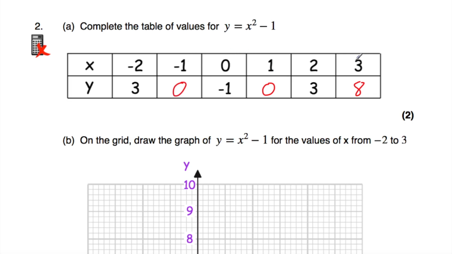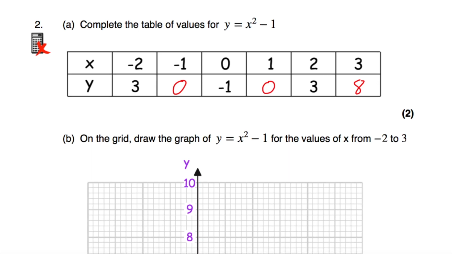As you can see here, we've got 3, 8; 2, 3; 1, 0; 0, -1; -1, 0; and -2, 3. The point 0, -1 would be the minimum point of this U-shaped parabola because it's the lowest one. Remember that a parabola is symmetrical, so because it goes -1, 0 and 1, 0, that's quite nice. We've got the symmetry there, -2, 3 and 2, 3, and so on.